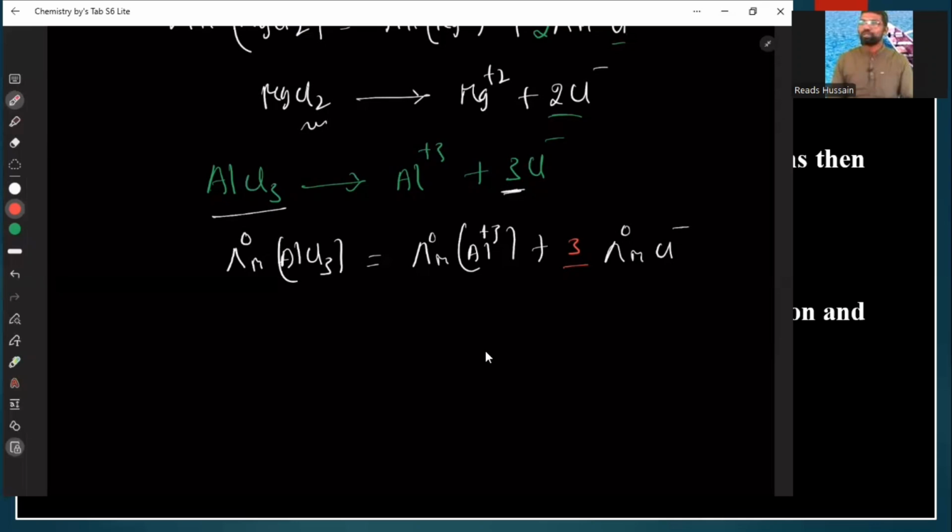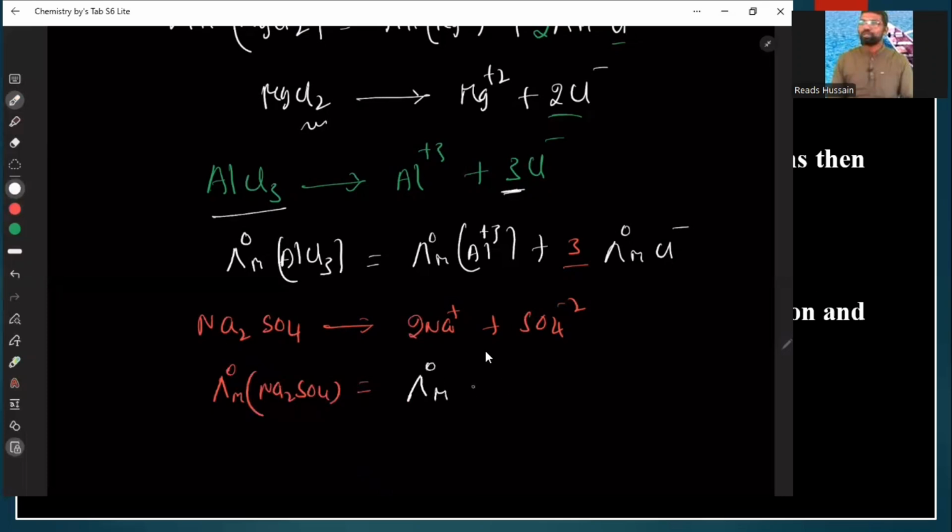Okay, one more example I'll take. You try yourself. Na2SO4. You try yourself fast. Na2SO4 gives 2Na+ and SO4 2- ions. So the limiting molar conductivity of Na2SO4, sodium sulfate, is equal to, come on, the limiting molar conductivity of Na+ ions. How many moles of Na+ ions are there? 2 moles. So multiply with 2, plus the limiting molar conductivity of SO4 2-.